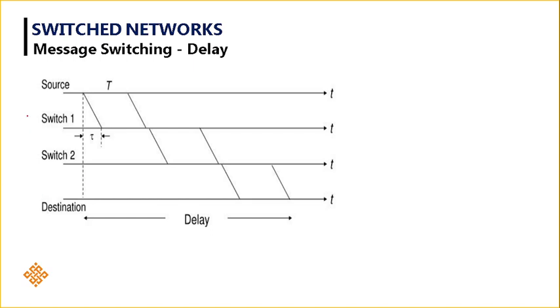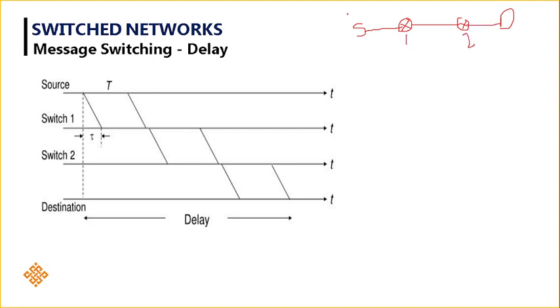So here you can see I am taking one source node, that is what source have written, and a destination node, and in between we have two switches. This is switch 1 and this is switch 2. Now a message is passing from source to destination via switch 1 and switch 2.